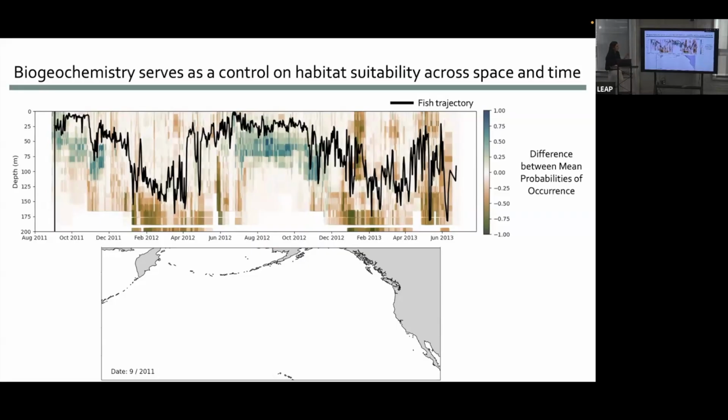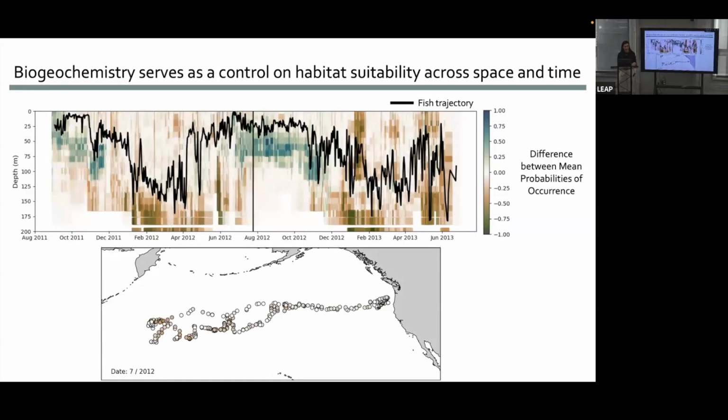So the brown colors, which again indicate a contraction of habitat, tend to appear in the subtropical North Pacific. So this indicates that albacore avoided deeper dive depths due to suboptimal biogeochemical conditions, even though temperature was well within their tolerance range. On the other hand, the green colors tend to appear in the California current region, indicating that biogeochemical variables actually expanded suitable habitat at depth. So this likely reflects improved foraging opportunities at depth, even though temperatures were less than optimal.